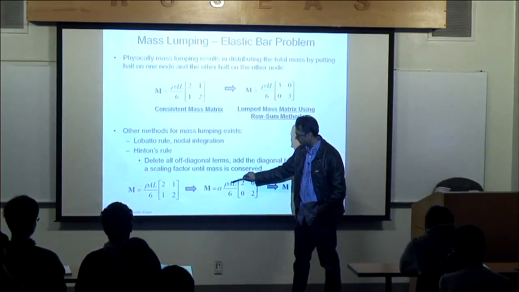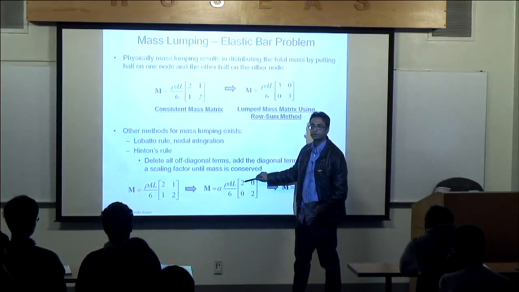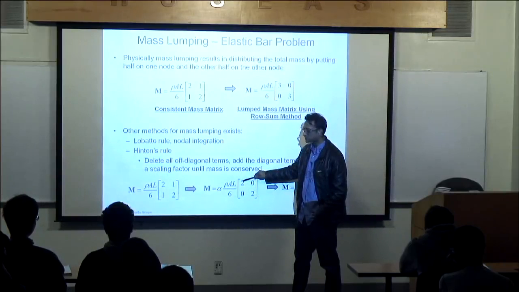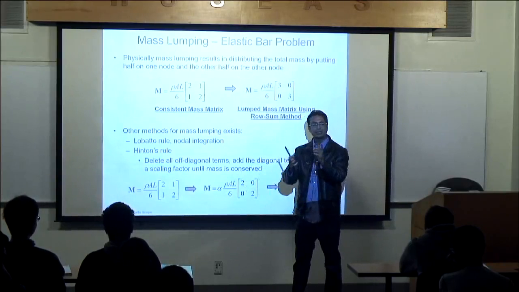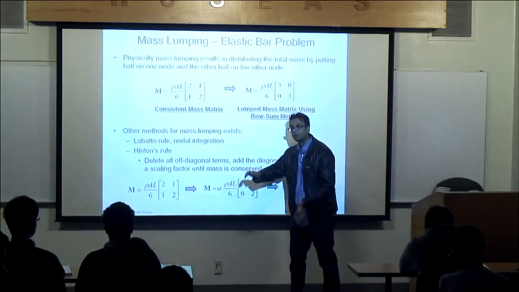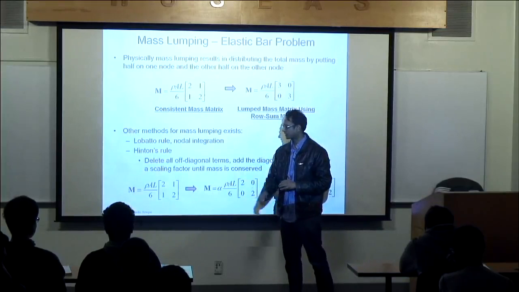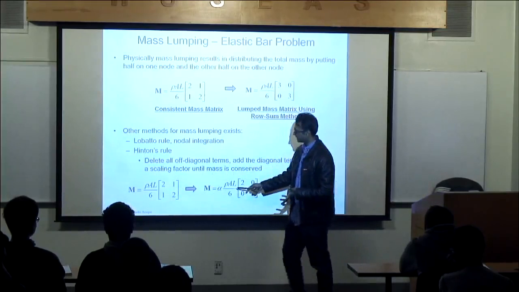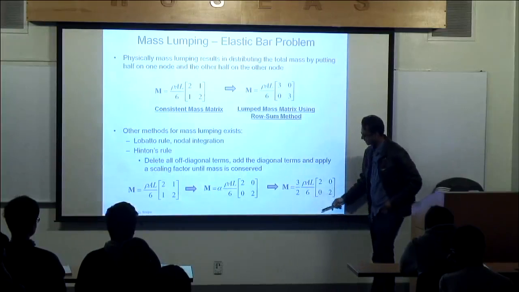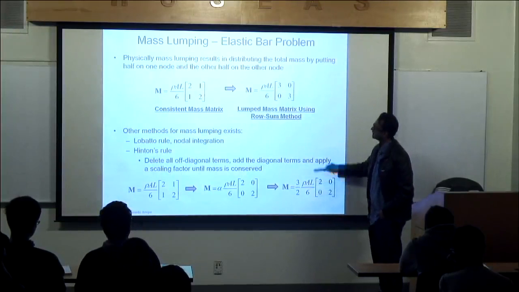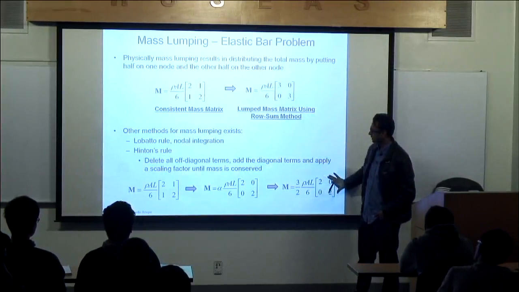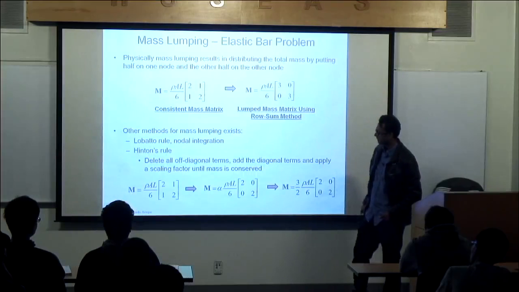Now, let me ask you this. Rho AL over 6 times 2, how much is that? 1/3? And then multiply this by, I get 1/3. So 1/3 plus 1/3 is 2/3. So my mass for the element is off. You see that? So what I'll do, I'll scale up by a factor alpha to bring it back to the total mass of the element. So I deleted the off-diagonal terms. I'm going to compensate for that with this alpha, and that alpha is 3 over 2 for this example. You can see very clearly that 3 over 2 times 1 over 6 times 2 gives me the exact same thing I got with this row sum method. Okay, so this is what Hinton's rule works out to be.